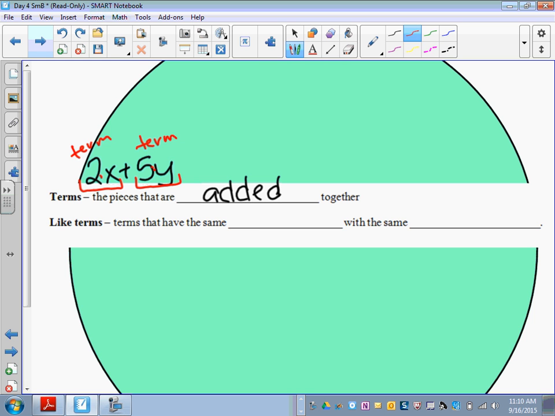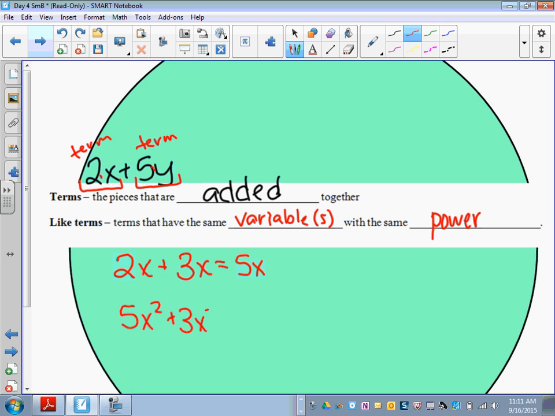But notice a term itself has that multiplication there. Alright, like terms. Terms that have the same variable, and we're going to do parenthesis s, because it might have more than one variable with it, with the same power. Alright, so for example, 2x and 3x. Those are like terms. We can add those together. So 2x plus 3x is 5x. 5x squared plus 3x squared. Same variable, same power. So we can add that together, that's 8x squared. Be careful. See how these are different variables? These are not like terms, so you can't add them together. It's left as 2x plus 5.